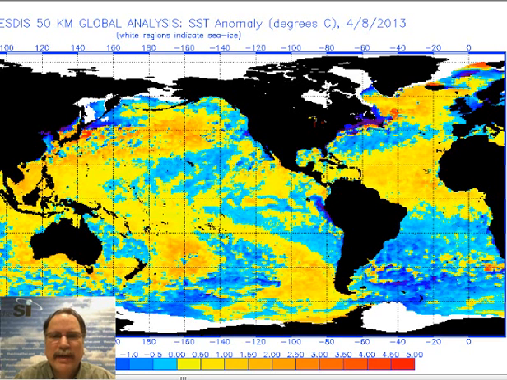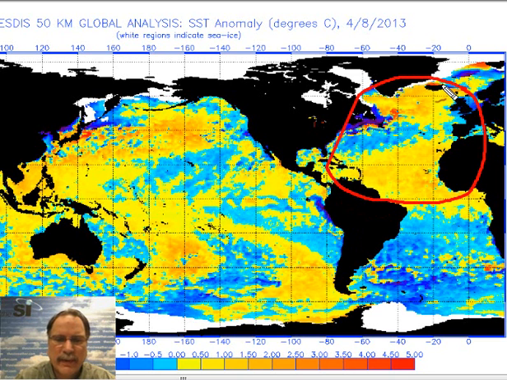Let's start off here with the latest sea surface temperature anomaly chart around the globe and see what's going on. There are a few things I want to point out that have a key role in terms of sea ice in the northern and southern hemisphere. First of all, the Atlantic Ocean, especially the northern half of the Atlantic Ocean, is quite a bit above normal, especially right in this region. Notice the oranges and yellows. That represents above normal temperatures. Sea surface temperatures are above normal.